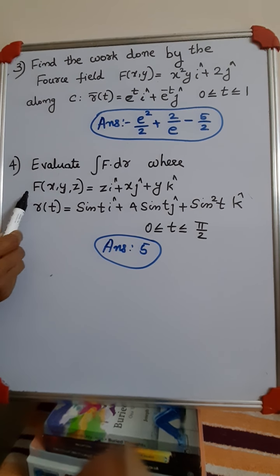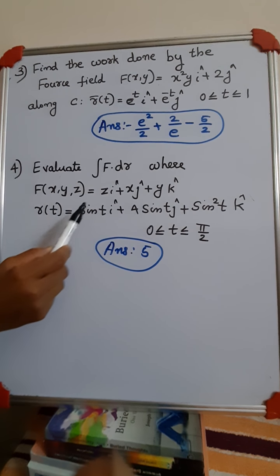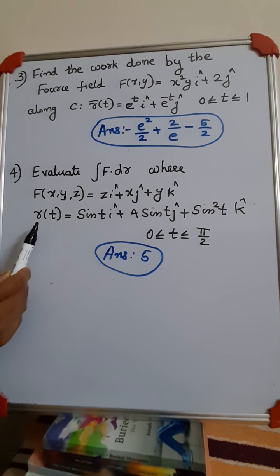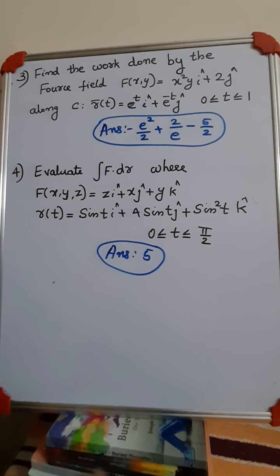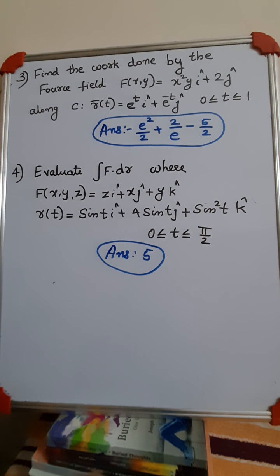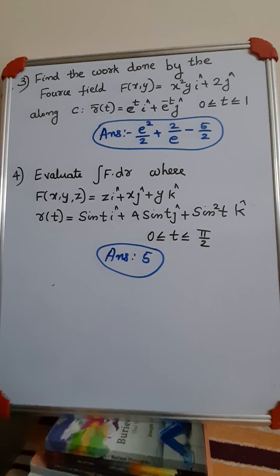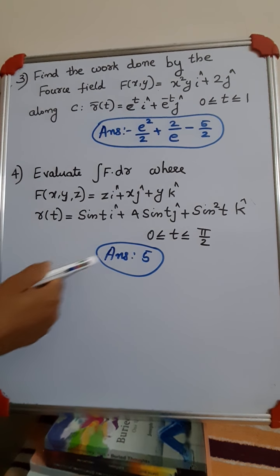Then next question, evaluate integral over C of F dot dr, that is work done, where F of x y z is z i plus x j plus y k, where the curve is given as r of t equal to sin t i plus 4 sin t j plus sin square t k, 0 less than or equal to t less than or equal to pi by 2. Then its answer is 5.